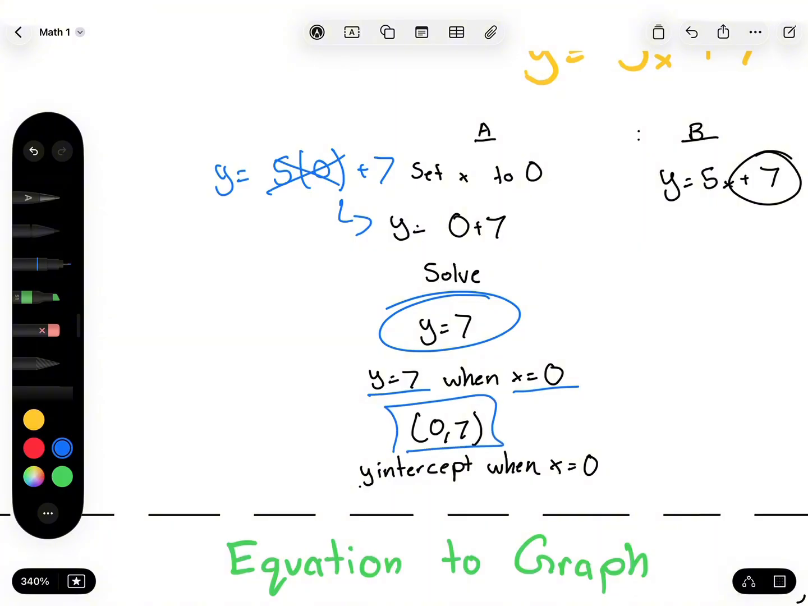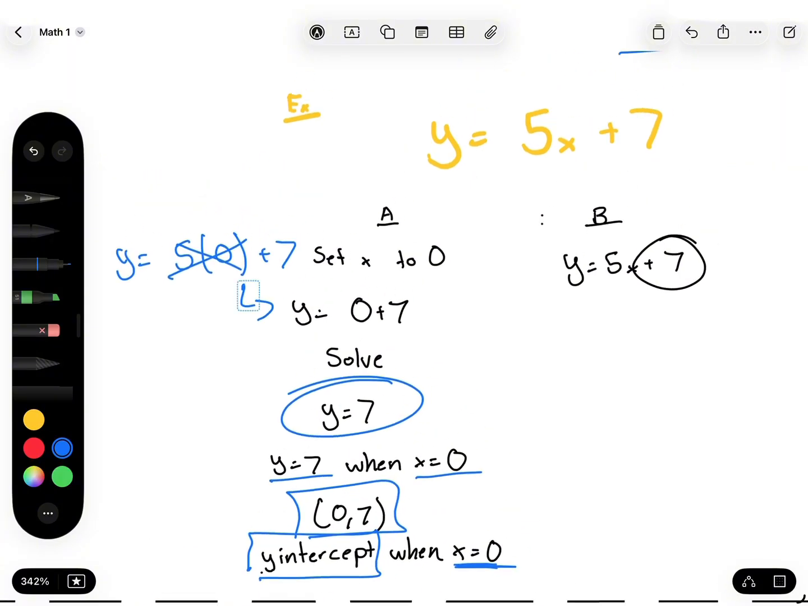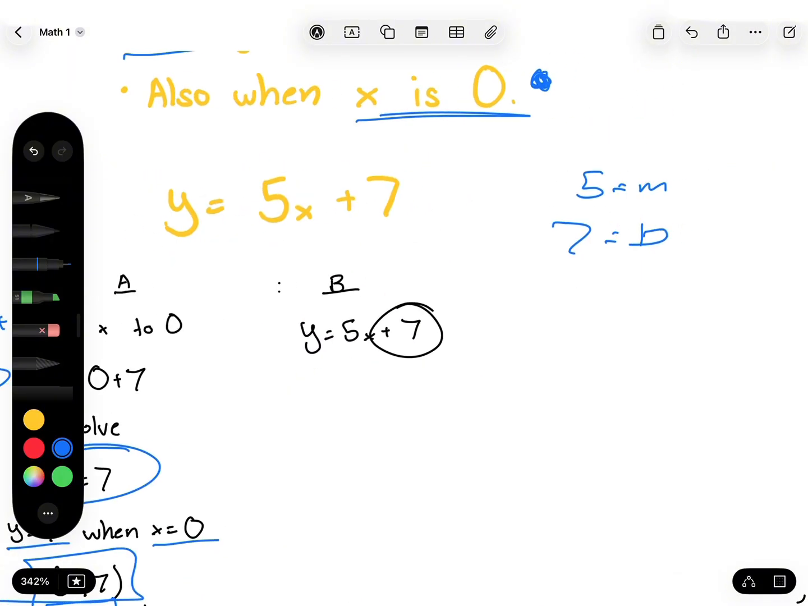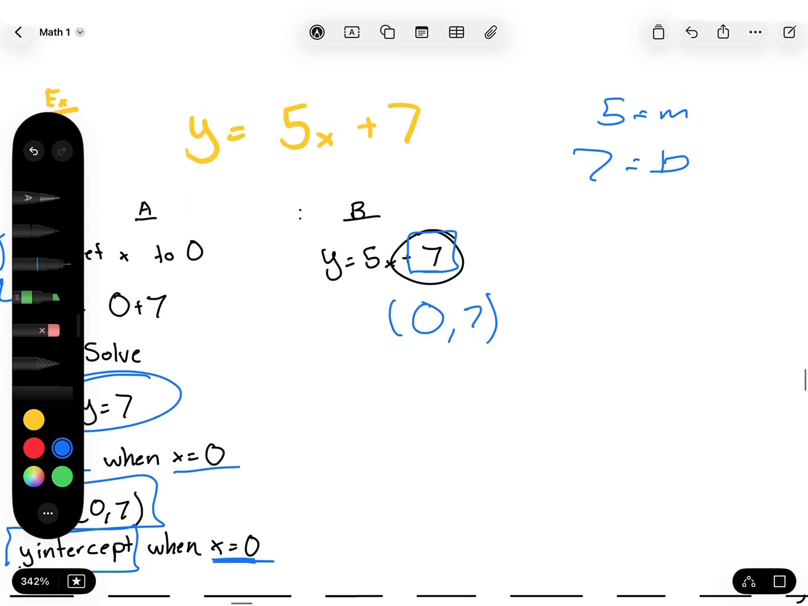Y-intercept occurs when x equals 0, and x-intercept occurs when y equals 0. So because x is equal to 0, we're finding our y-intercept when we solve this equation out. Instead of actually doing math, you can also just remember that b is your y-intercept. So that means that this number is your y-intercept. You already know your y-intercept, and y-intercept occurs when x equals 0.